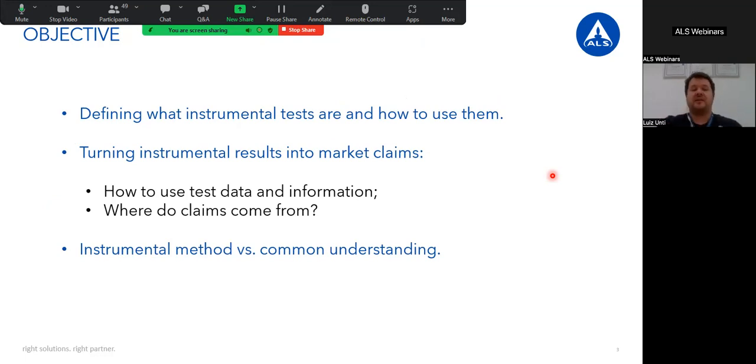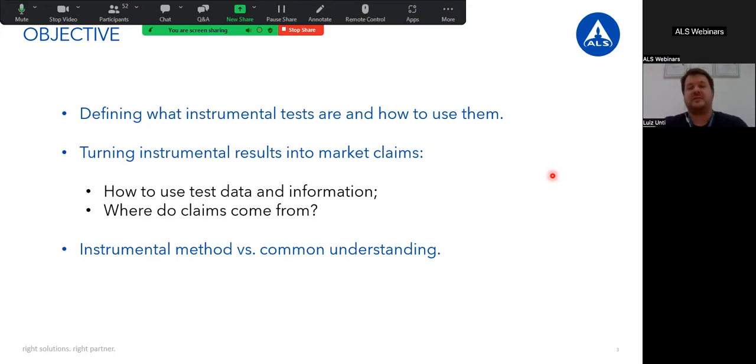And after defining what those instrumental testing are, we are going to understand how we can use the test data that we collect, and how to understand the method and the information we can collect from each method. After that, we can understand how, using this data, we can turn these instrumental results into market claims. But we also have to understand where the claims come from.